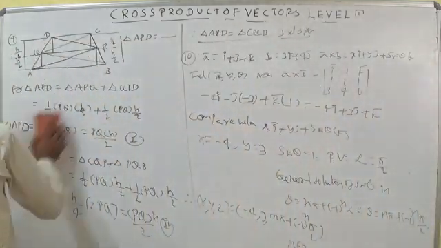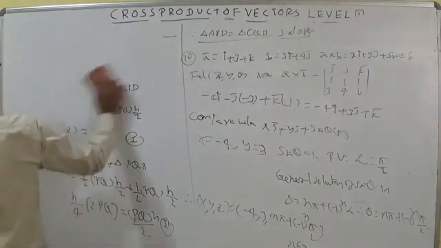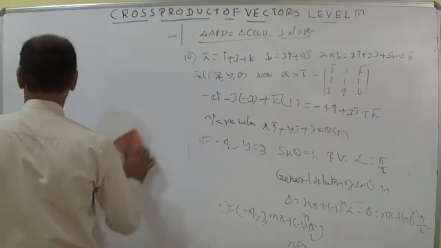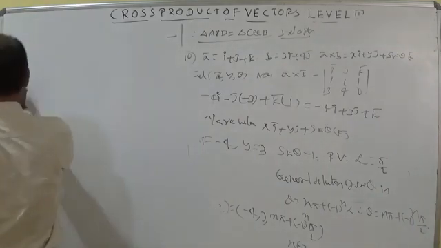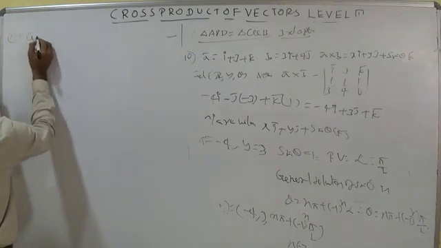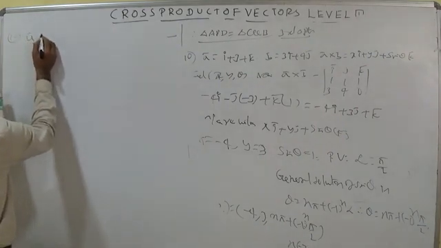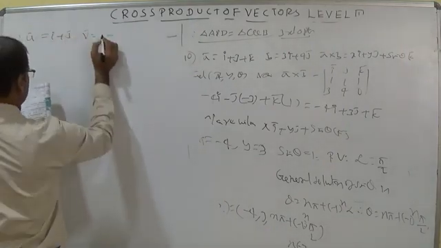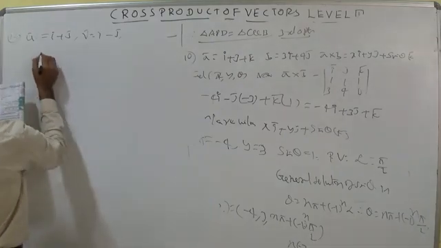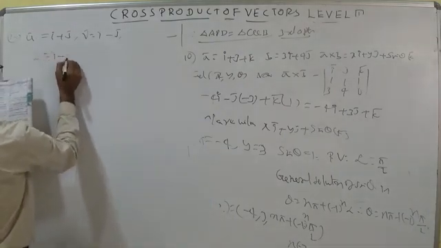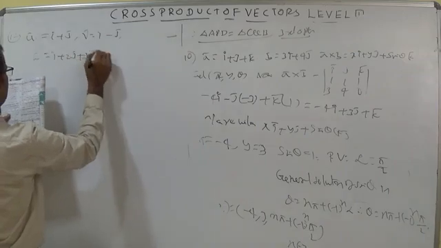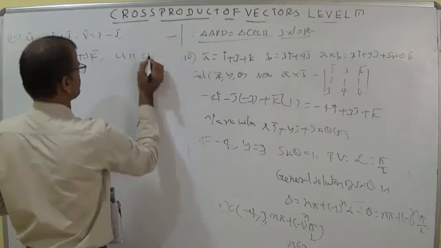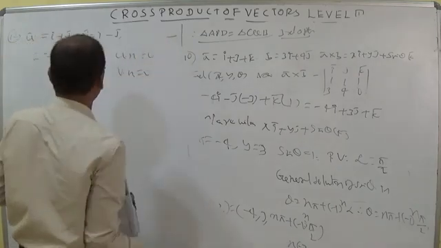U bar is equal to i plus j, V bar is equal to i minus j, W bar is equal to i plus 2j plus 3k. I think this one we have also completed in level 2, the dot product. N bar is a unit normal vector such that U bar dot N bar is equal to 0 and V bar dot N bar is equal to 0.